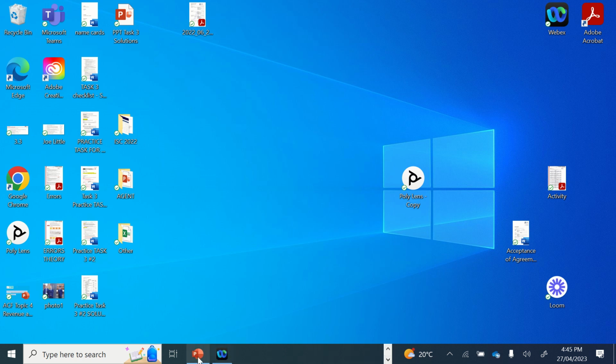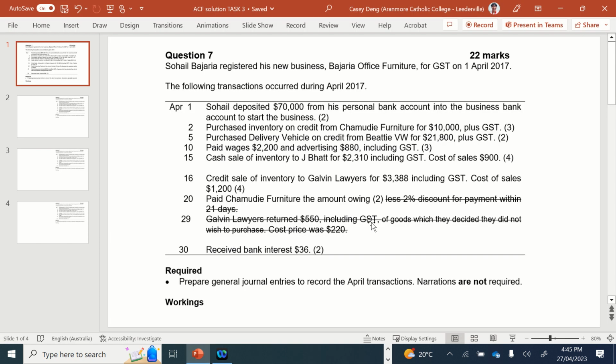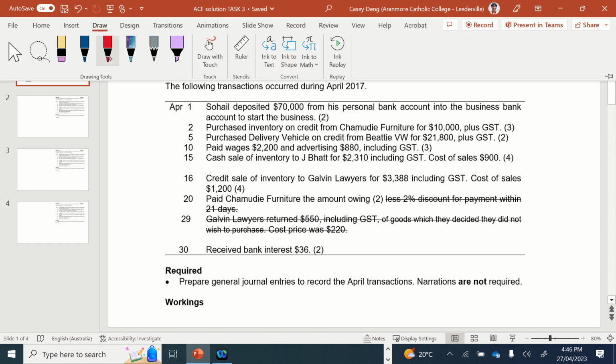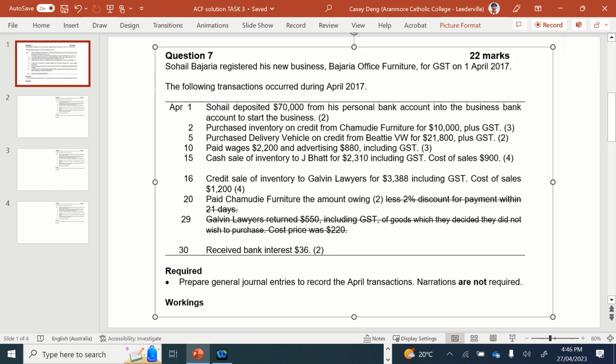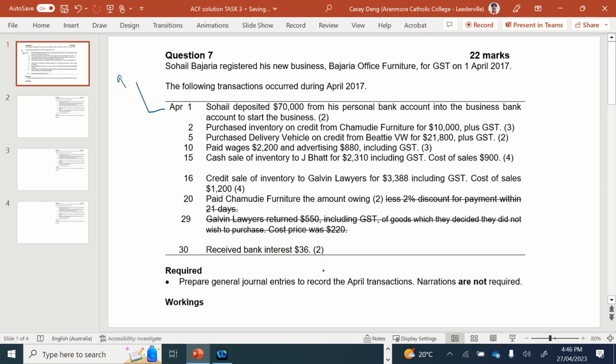Hi guys, I just want to go through some of the solutions very quickly. I've had a few conversations with people. I just want to make sure that, first of all, you're very, very clear with these transactions. As you know, there is a Quizlet.